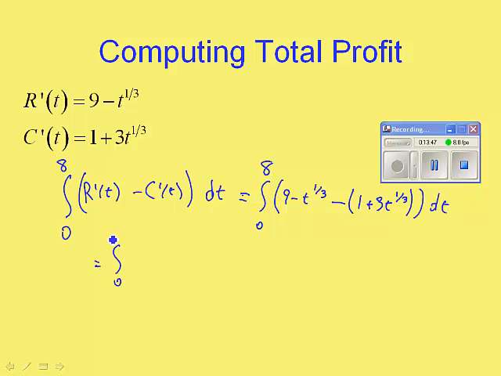So this actually works out kind of nice because you can simplify what's in here. What we're integrating really is 8 minus 4t to the 1/3 dt. Is that okay?